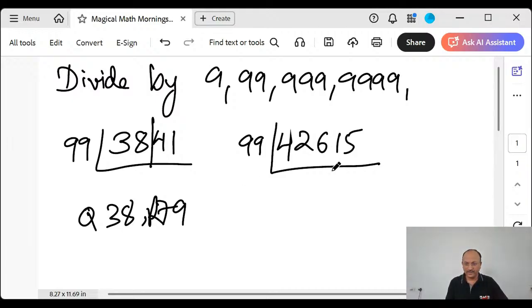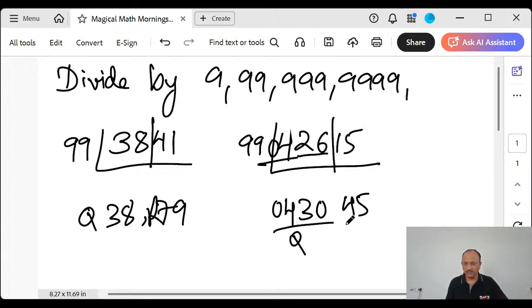Correct? No? Take this group of twos. You will get 0 here, 0, 4. You add it. 3, 0. You add 30. It will become 45. 430 is the quotient. 45 is the remainder. Yes? There's nothing wrong if you type it wrong, but do the corrections for the next time.